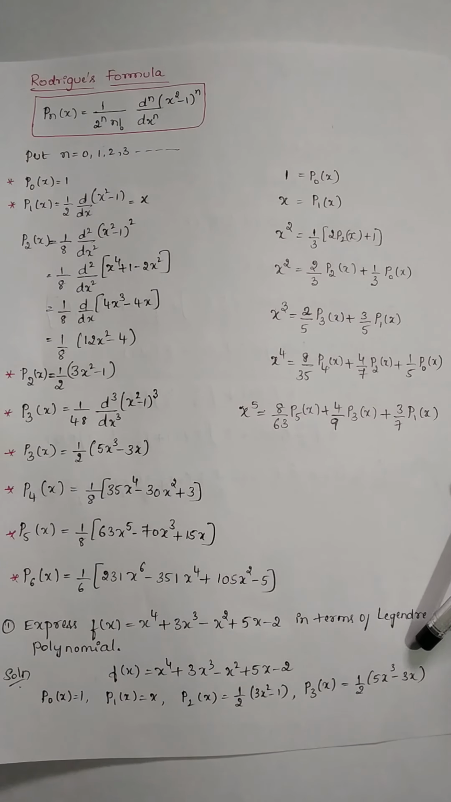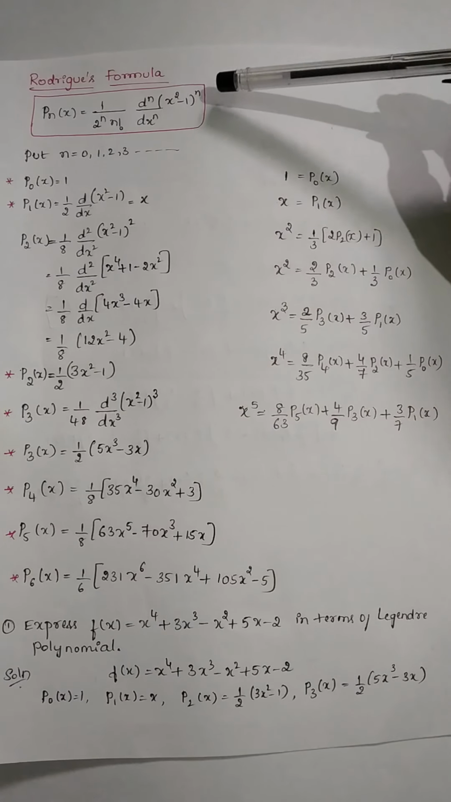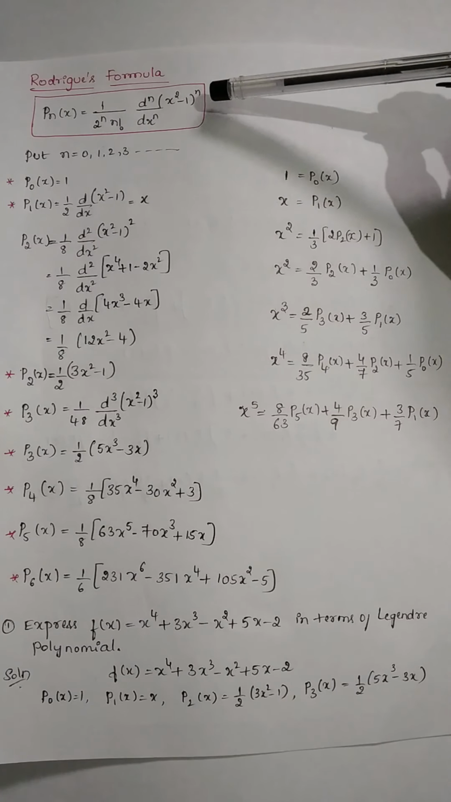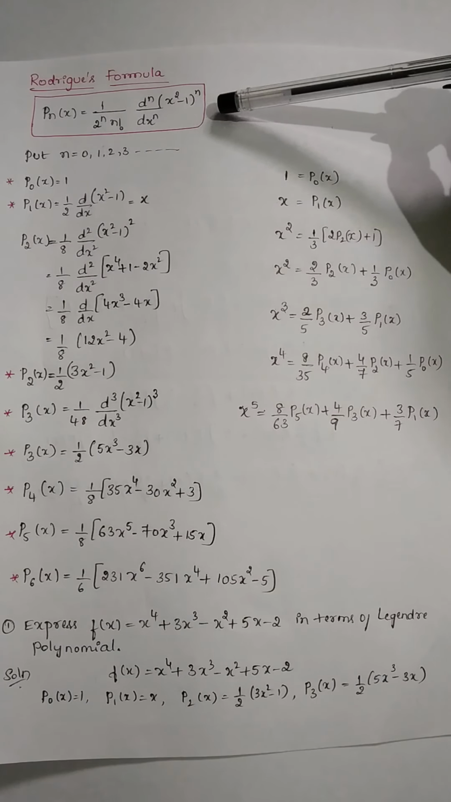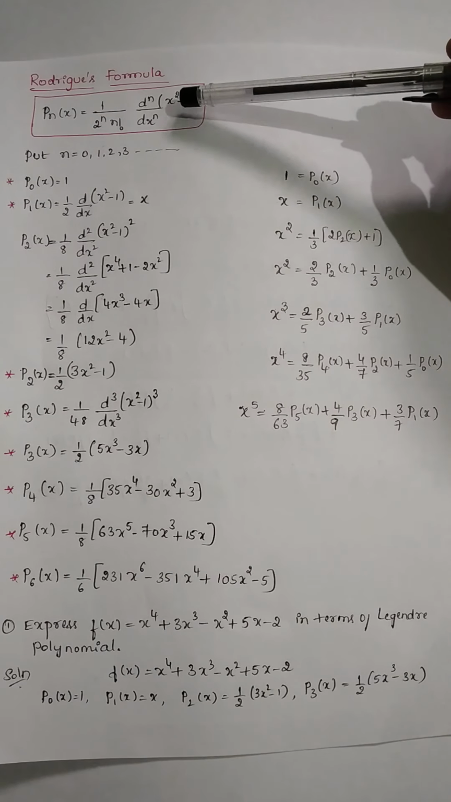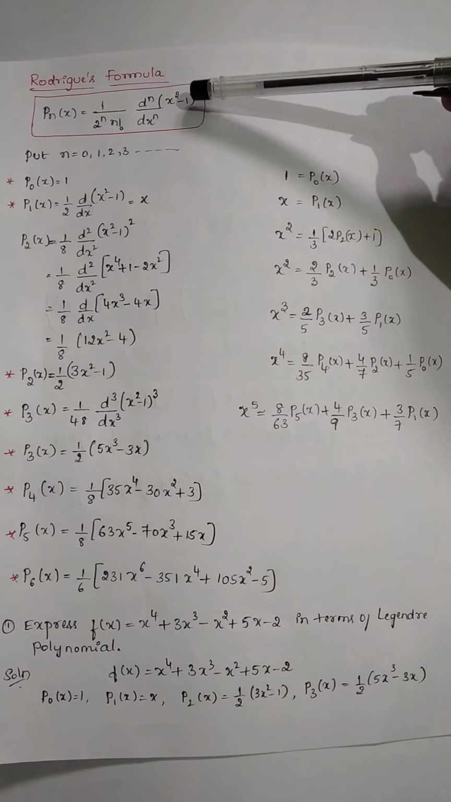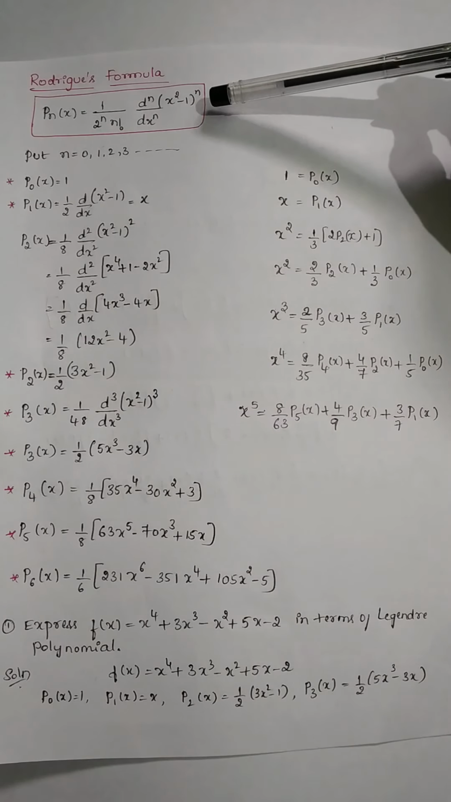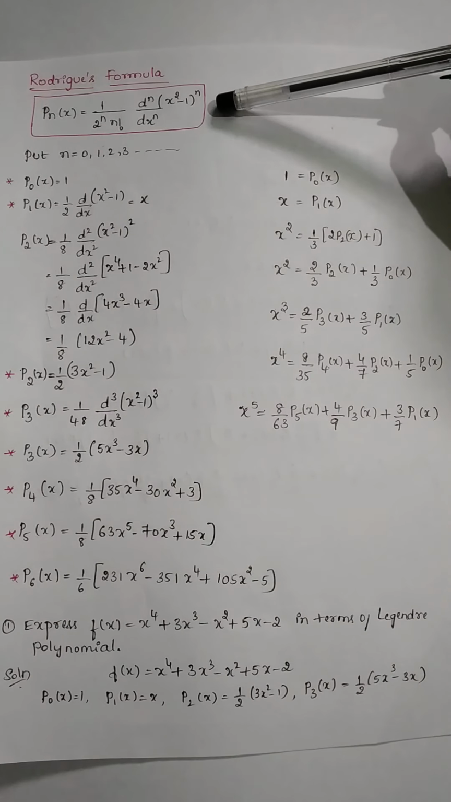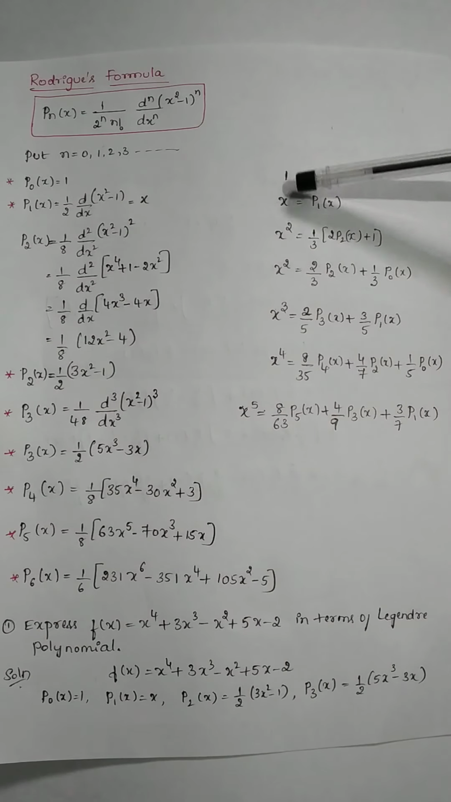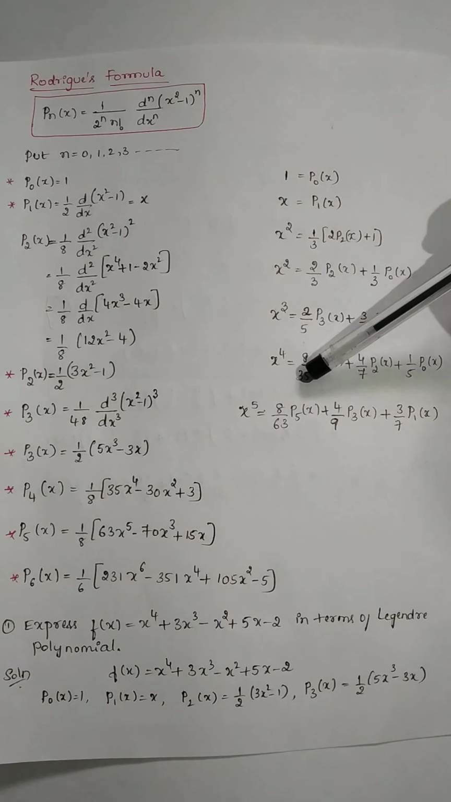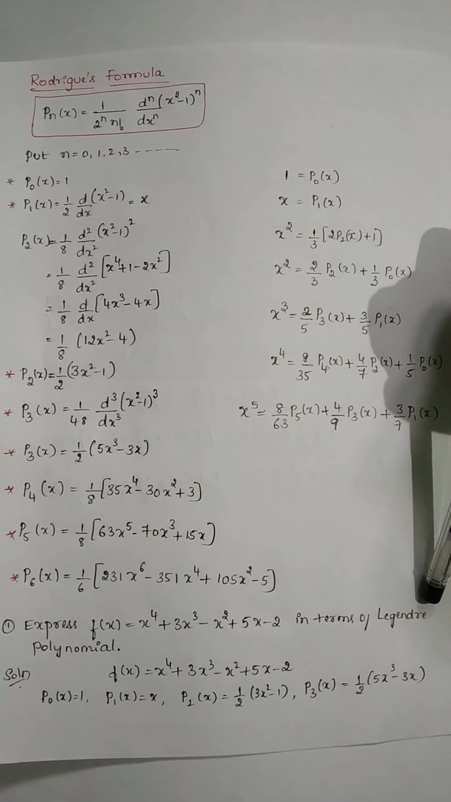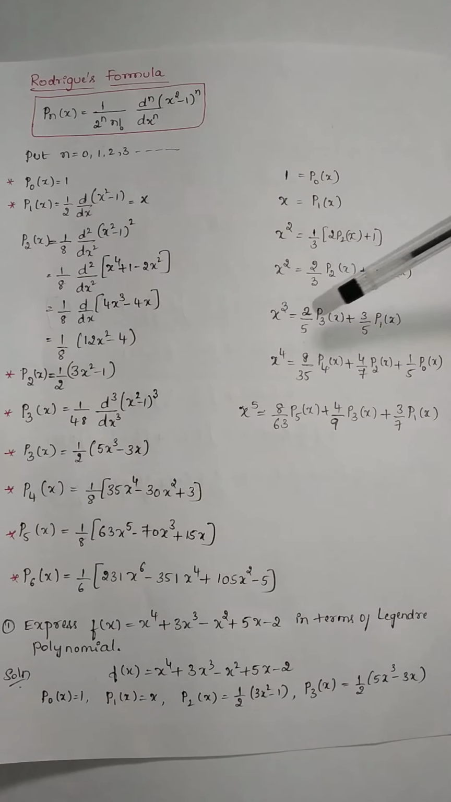And for that you need to make use of Rodrigues formula, another form of Legendre polynomial. So that expression is Pn of x equal to 1 divided by 2 to the power of n into n factorial into d raised to n divided by dx raised to n of x square minus 1 whole raised to n. By using this Rodrigues formula, we need to obtain the expressions for 1, x, x square, x cube and so on. Then we need to substitute the same in the function to convert it to Legendre polynomials. Now we'll see how to obtain these results.